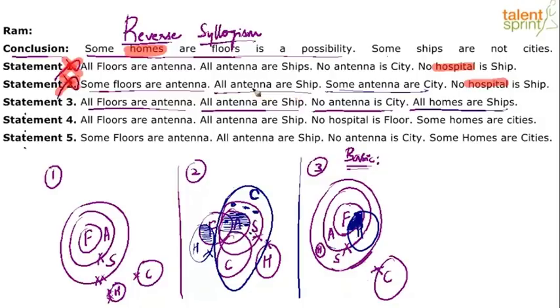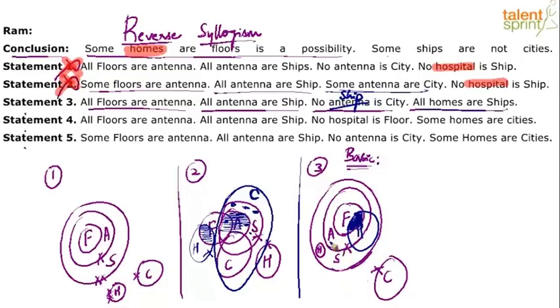Ship is not equal to antenna, but antenna is equal to ship. So wherever we have antenna, we can write ship in that place. So instead of saying no antenna is city, I can say no ship is city. And if I can say no ship is city, then I can say some ships are not cities, because the definite conclusion for no ship is city is some ships are not cities.